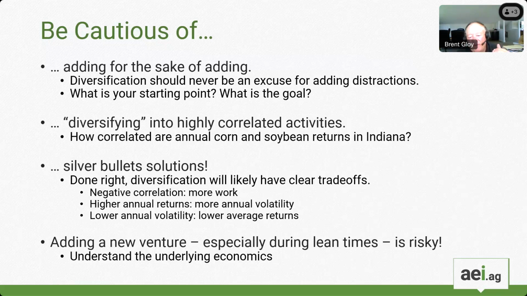So if you're getting into something that's really negatively correlated, it's probably going to be a lot more work, and it's probably going to take a lot more learning and knowledge to figure out how to do it well. If you get into something that has a really high annual return, it's probably going to have, otherwise, the lower average return. If you want that lower volatility, it's probably not going to have as high a return. So adding it during lean times is pretty risky. We need to understand the underlying economics.